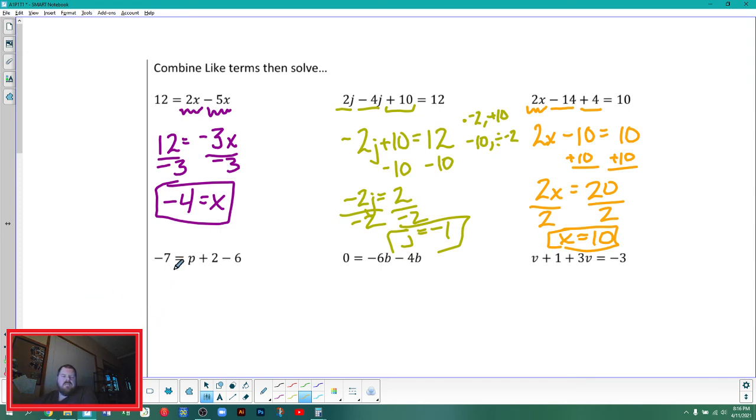Okay. On this next one, I've got a single p and then a positive 2 and a negative 6. So I'm going to combine the positive 2 and negative 6 first. We'll say p minus 4. And this is just a one-step equation to add 4 on both sides. And we get negative 3 equals p.